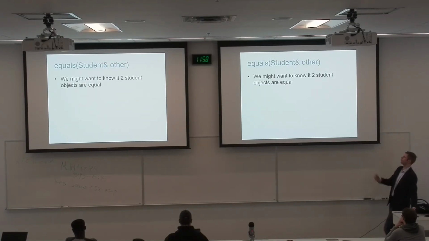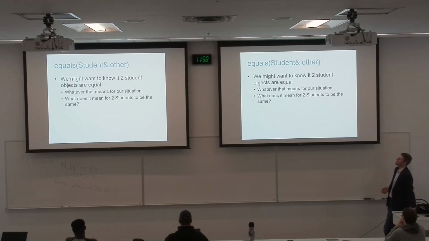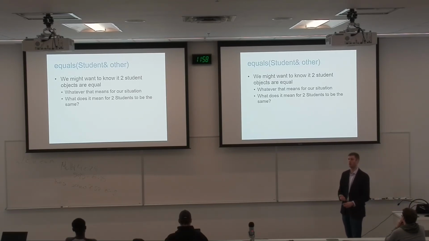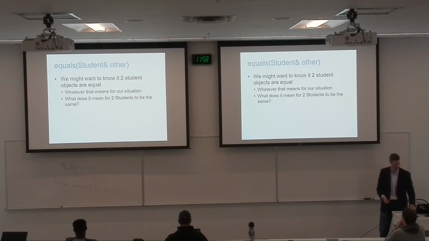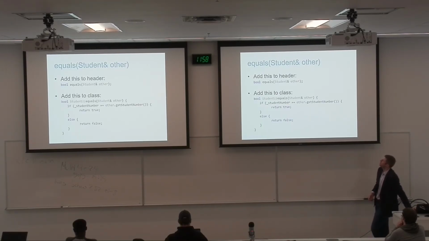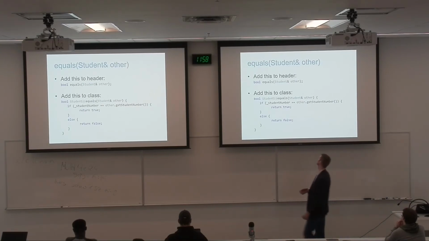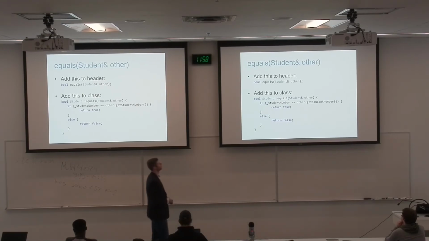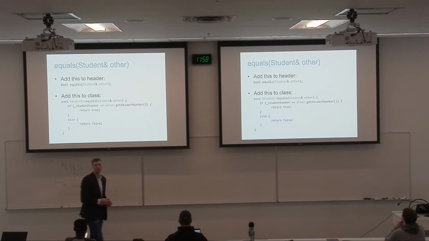Okay. So equals. We might want to know if two students are equal. What does that mean in our situation? Whatever we want. We're defining it. We invented the student object. What does it mean for two students to be equal? So we get to define it. So we would add this to the header. And here's a good example, I think. If the student numbers are the same, return true. Otherwise, return false.